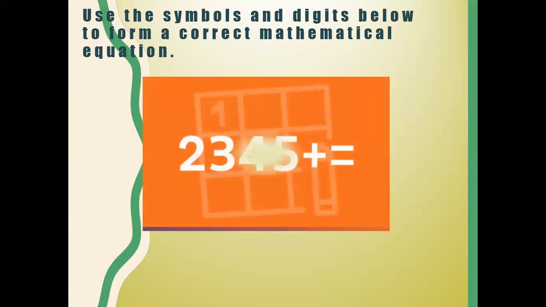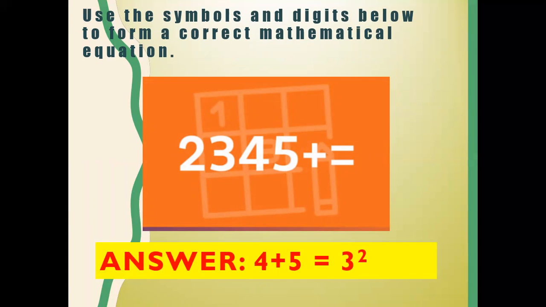So like I always say, it's very good that you practice. It's very good that you don't just watch the video, but you actually sit down at home and you practice what you have learned. Okay, so our answer to this particular question, for those of us that might have attempted this, the answer here is 4 plus 5 equals 3 raised to the power of 2. 4 plus 5 is 9, and 3 raised to the power of 2 means 3 times 3, so that's also 9. So 9 equals 9, and that's our answer.